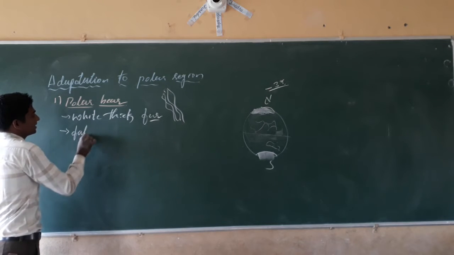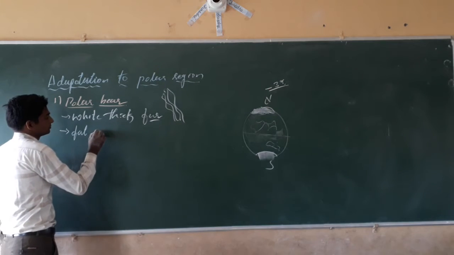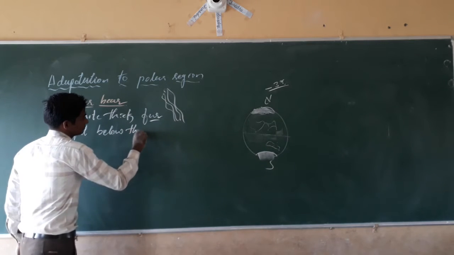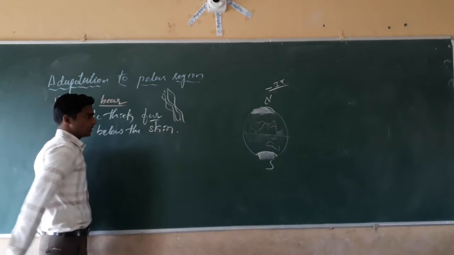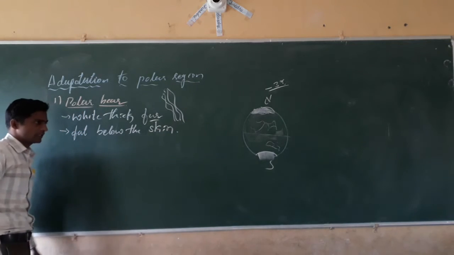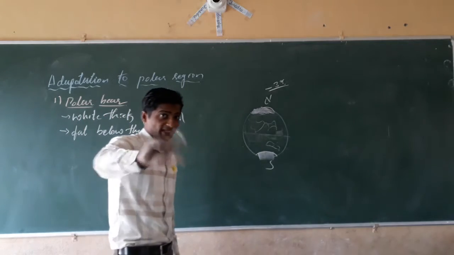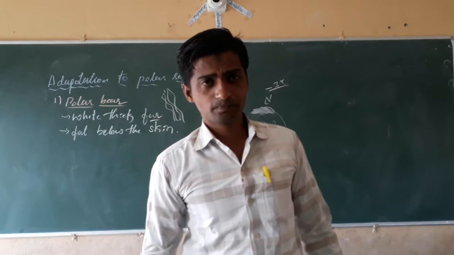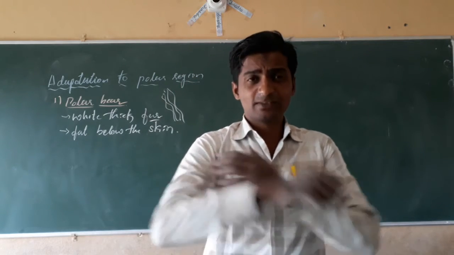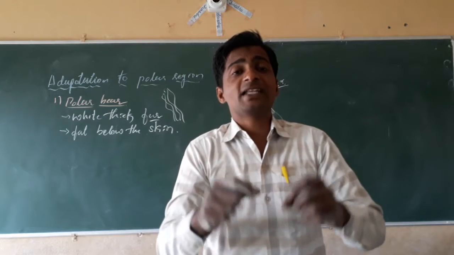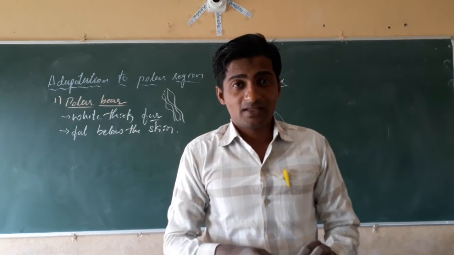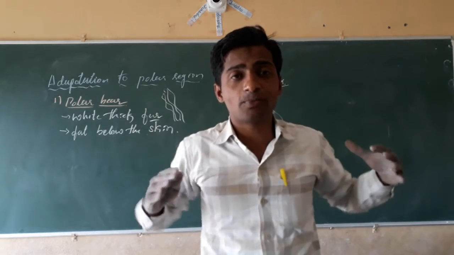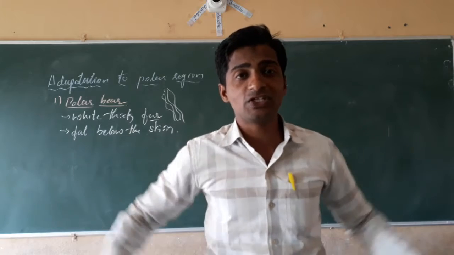a layer of fat below the skin. Fat is also an insulating material that will not allow the coldness to transfer. They contain more fat in their body. Fat is an insulating material that will not allow the heat to transfer. The fat and long fur protect their body from the cold climatic condition.